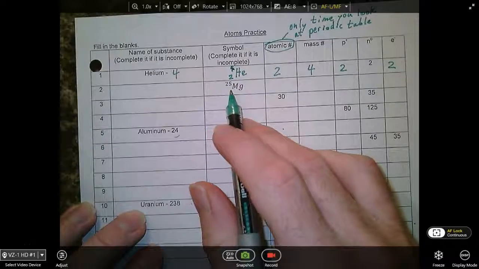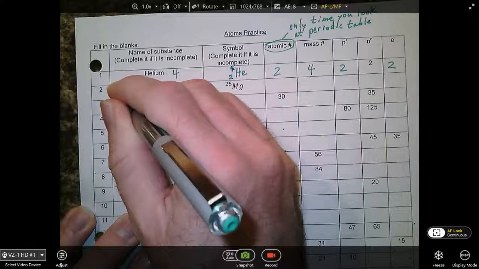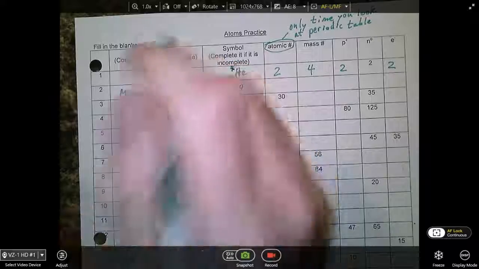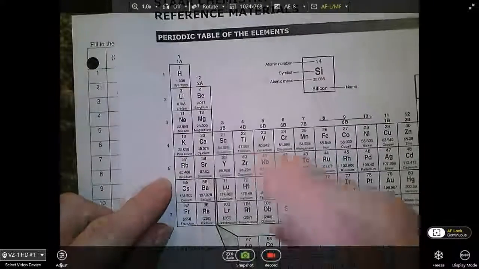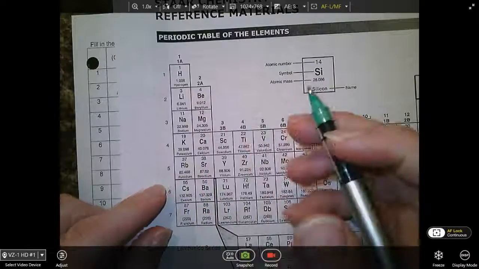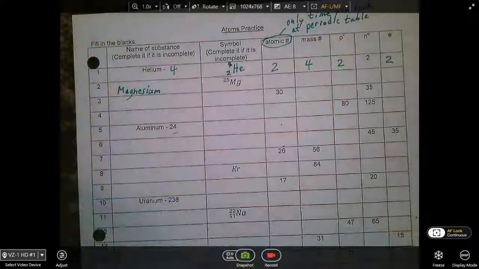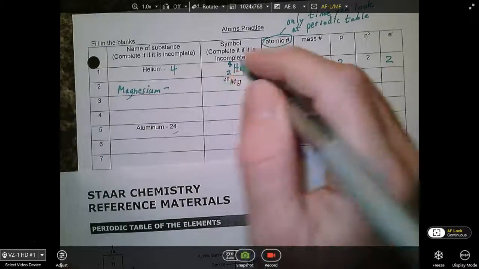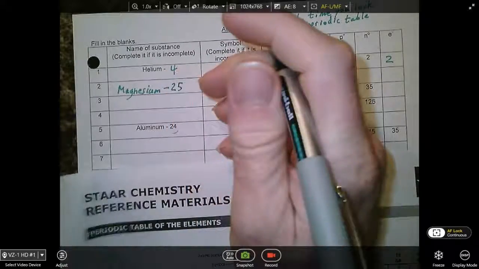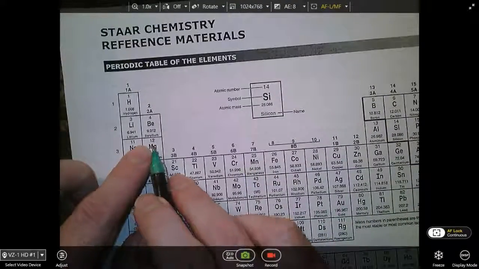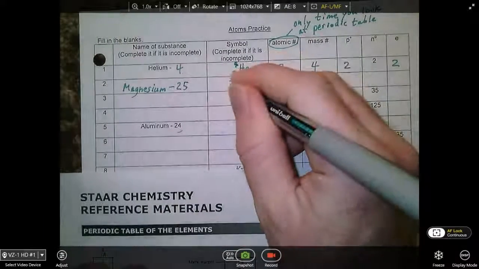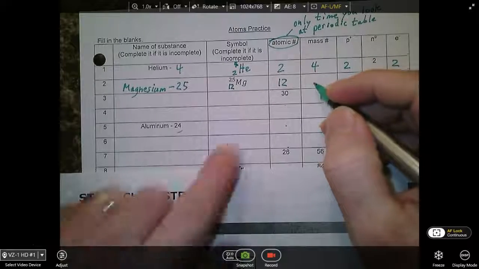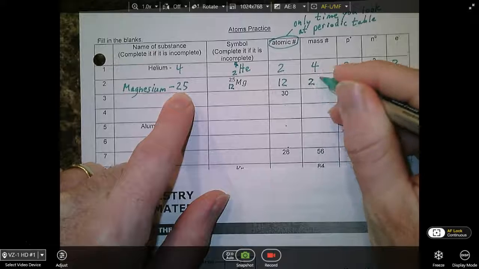Okay, now we have magnesium, Mg-25, so we know that's magnesium. And if you're not sure, always check, so we can go look. Mg is right here, it's magnesium. And use your own periodic table on these, or you can borrow one. Magnesium, and that number right there is the mass number, so we're going to put 25. Now we should look at magnesium. The atomic number is 12. So we're going to put 12 down here and write it in where it says atomic number. The mass number comes from after the dash. It's 25.